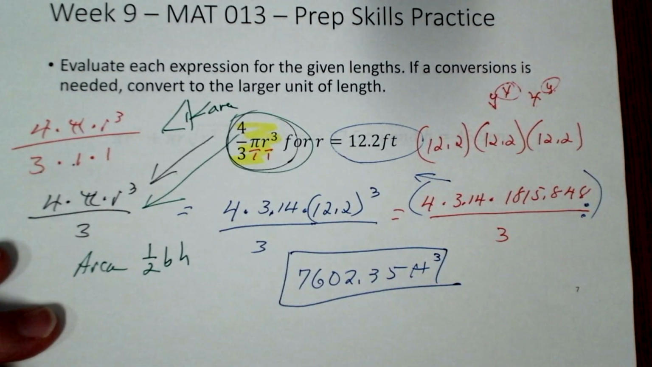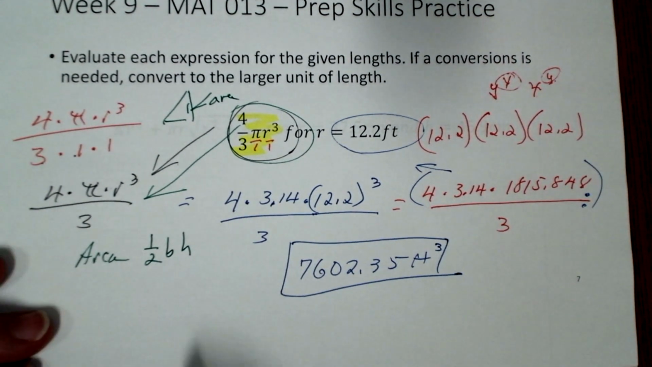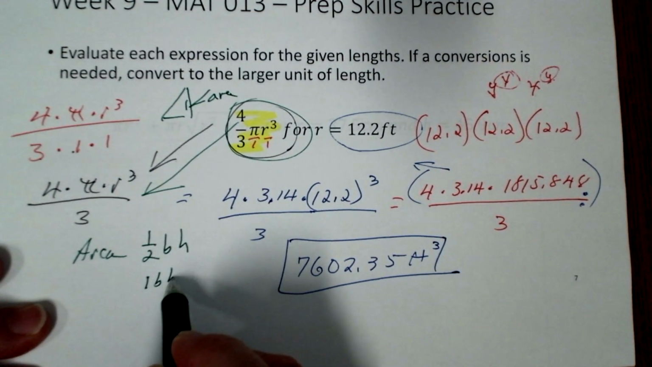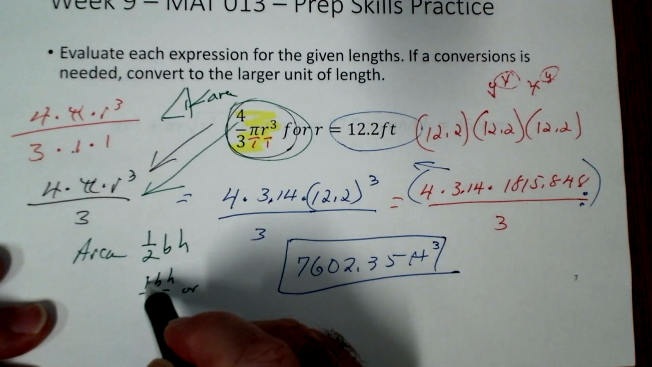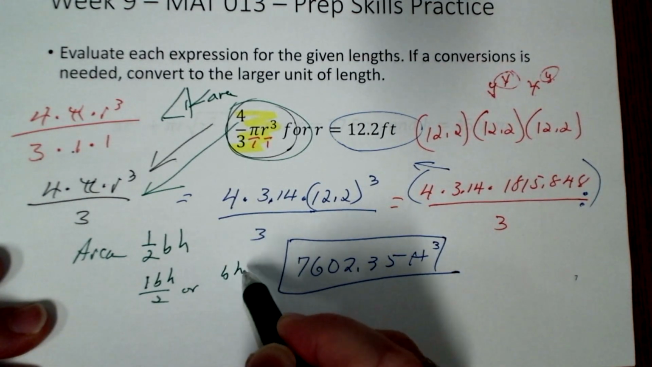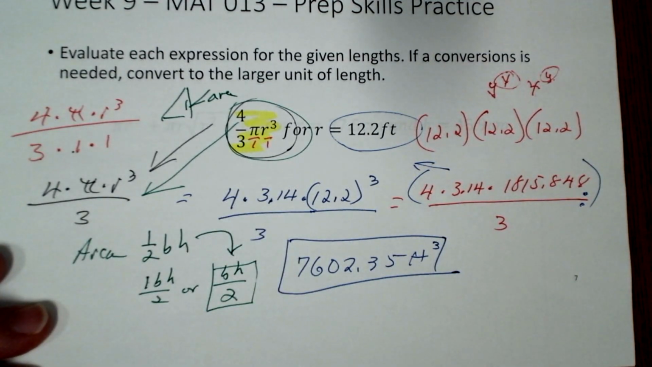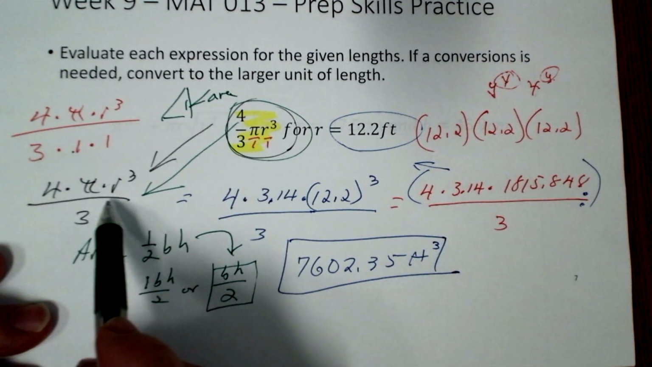base times height. The bottom times the height. You could rewrite this way: 1 times base times height over 2, or even more simply, 1 times base times height is the same thing as base times height over 2. So you could rewrite this scary looking formula that way. Any formula that has a leading fraction, you can rewrite it this way.